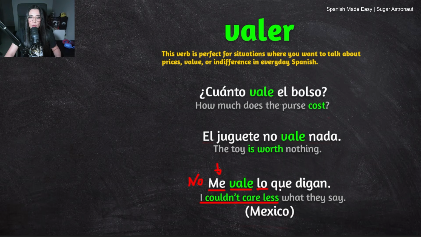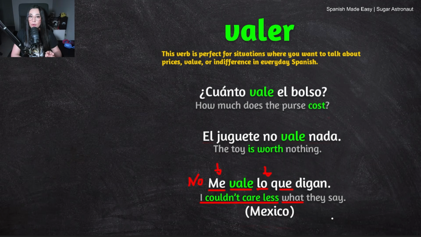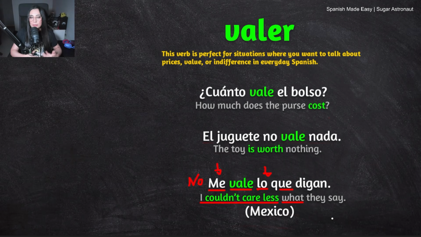Then we have lo que. Lo usually means it or refers to something, it. And when you have lo que, it means what, but not like a what that you can find in a question. In this situation, we're not asking a question. So you can say lo que me gusta, what I like, lo que como, what I eat. Okay, so that's not a question. It's more about what you're trying to explain. It refers to it. Lo que, what, digan.